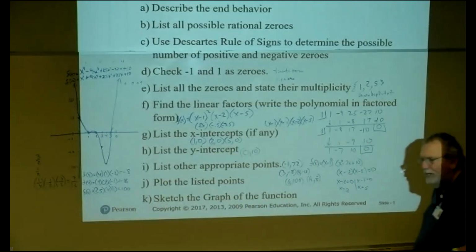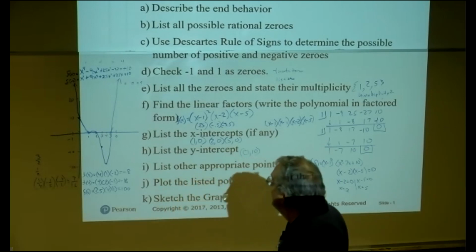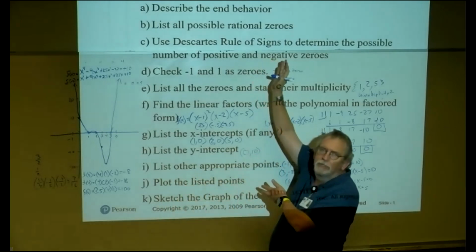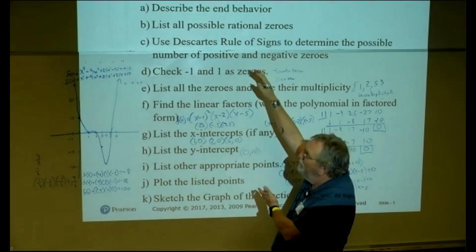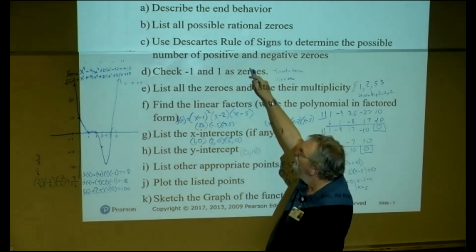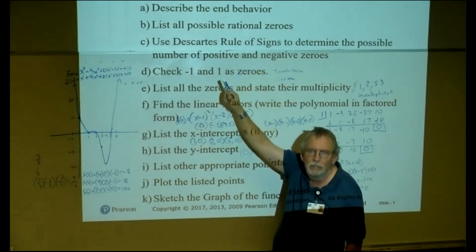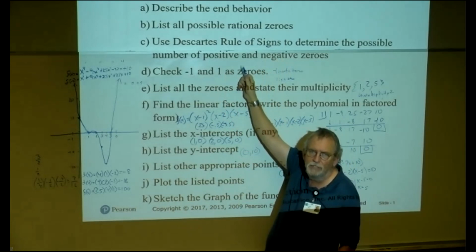Graphing the polynomial function is the harder of the three questions only because of the list. And you have 11 things to do. And not everybody remembers how to do the Descartes rule of signs. Please remember how to do Descartes rule of signs.